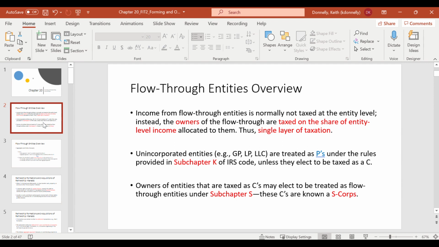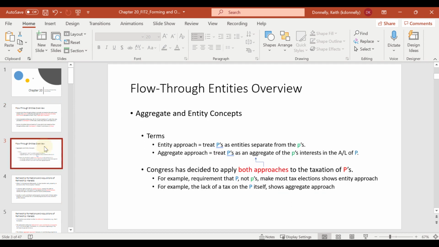So the general rule is that two or more individuals coming together to operate as a business is going to be taxed as a partnership unless they elect otherwise. One of the things they can do is elect to be taxed as a corporation. And if they really want to be an S Corp, they would first have to make the election to be taxed as a corporation, then choose S Corp status.